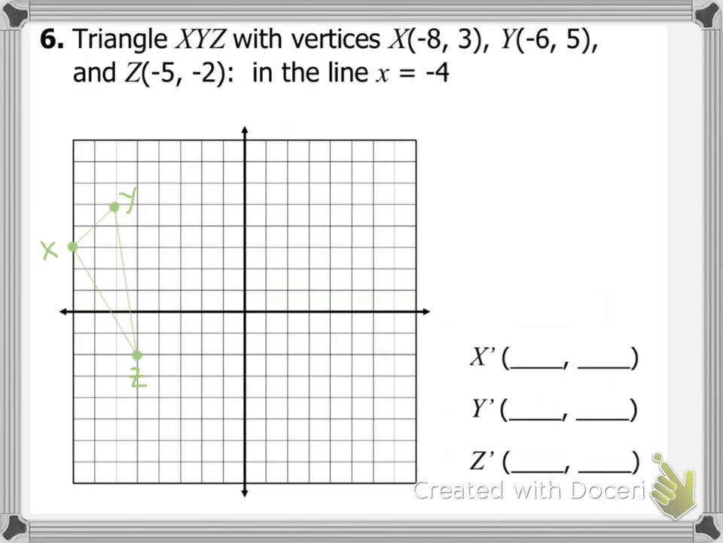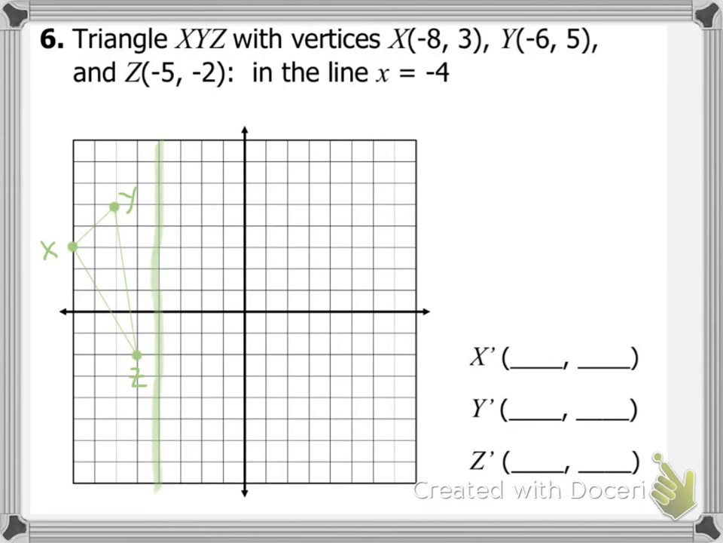Okay. All right, what about this one? So we've got a triangle with vertices X (-8, 3), Y (-6, 5), and Z (-5, -2). I want to have a reflection about x equals -4. So 1, 2, 3, 4. So x being equal to -4, so here's my line. Okay. And remember, I want to be the same distance away.